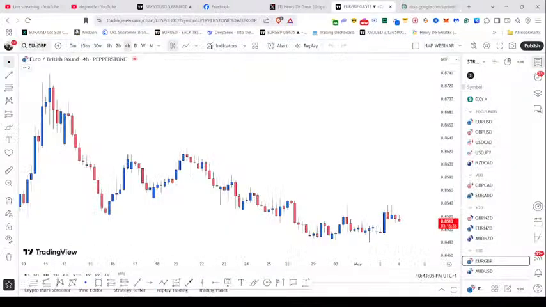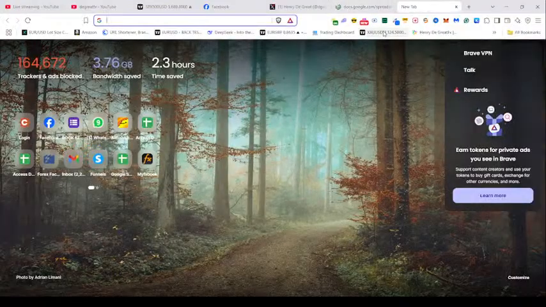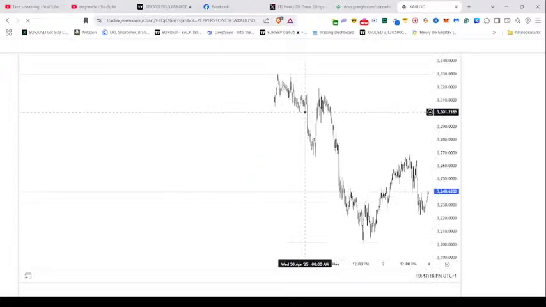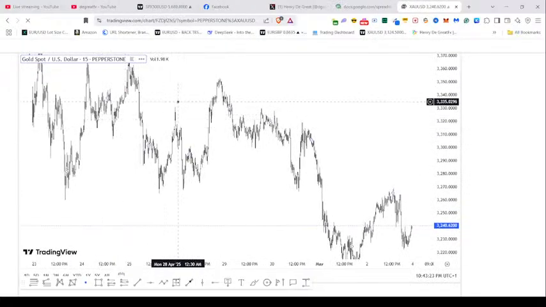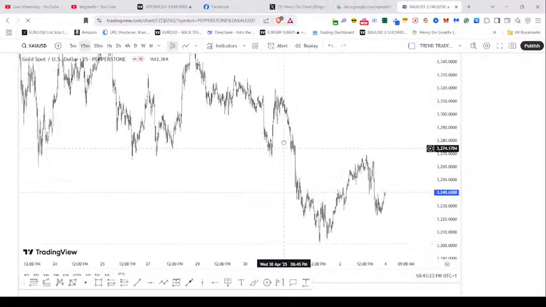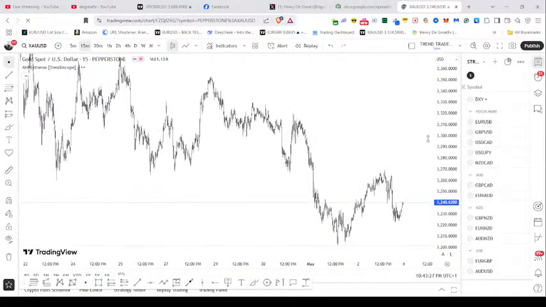But for gold, I don't really have a setup on gold. I don't have anything on gold. Let me look at that right now. Okay, this is gold on the 15 minutes time frame. I think I have. Price is already reacting.